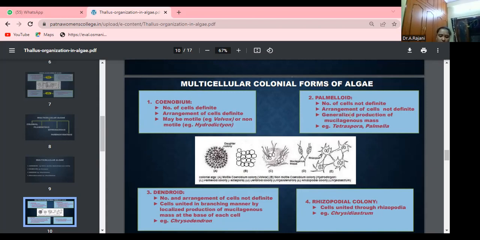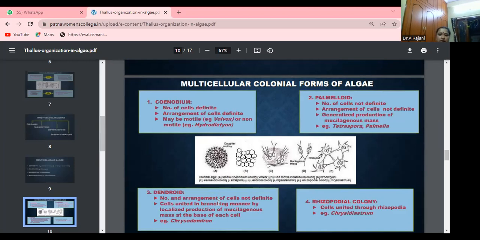The palmelloid. Palmelloid means a colony in which there is no fixed number of cells, and these non-motile cells are embedded. See here, girls, in this one the number of cells is not defined, the arrangement of cells is not defined, and all cells are fixed in a gelatinous mucilaginous sheath or mass. That is called Tetraspora. See, Tetraspora and palmella, both.